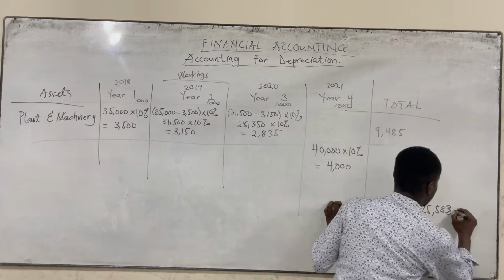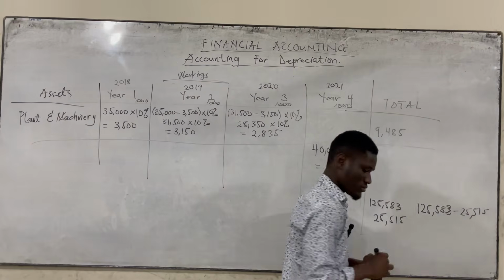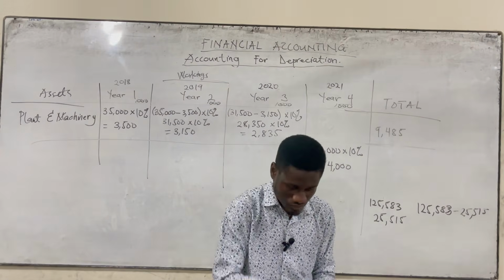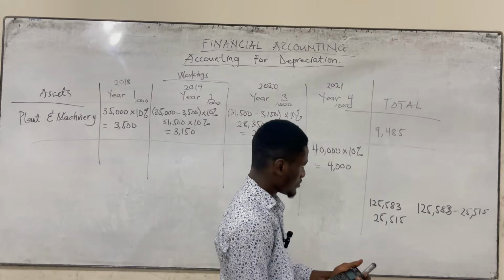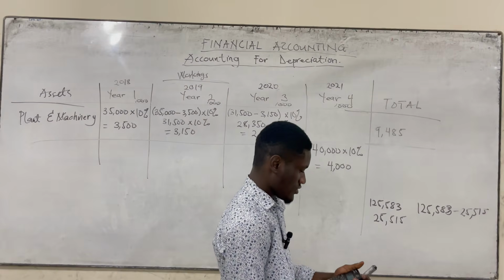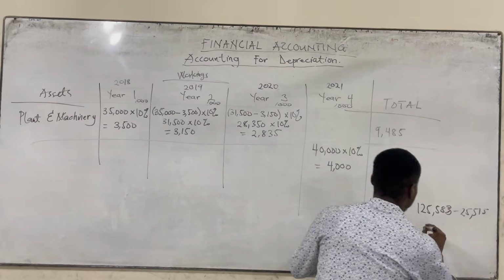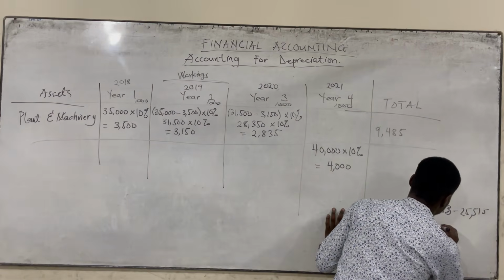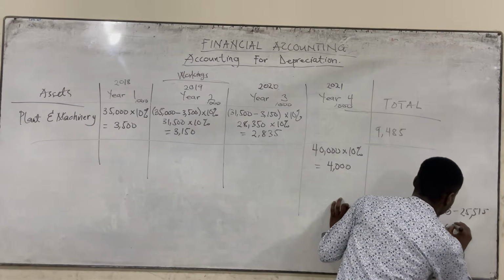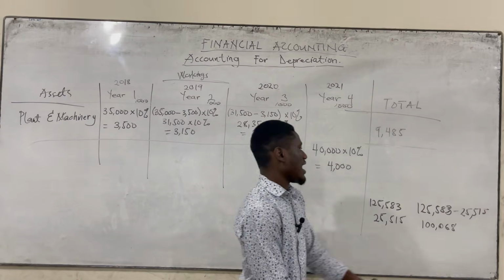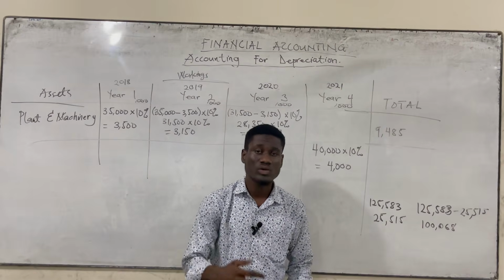So what do we do? We subtract our 25,515 from it. Okay, and when we subtract 125,583 minus 25,515, we are going to get 168. Yes. Good. So this is the actual net book value we have as at the year ending 2021, because during the year we sold what?